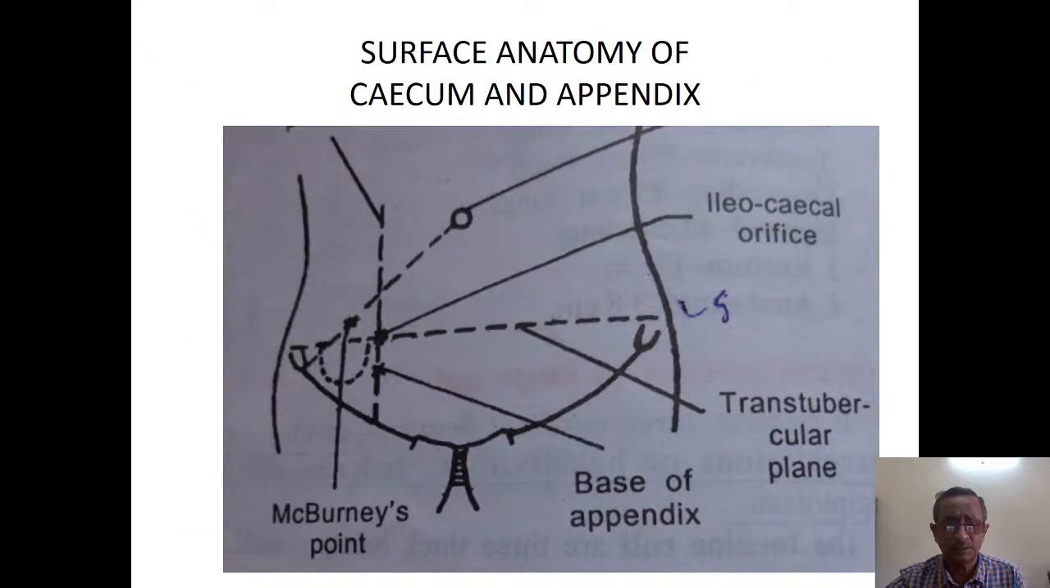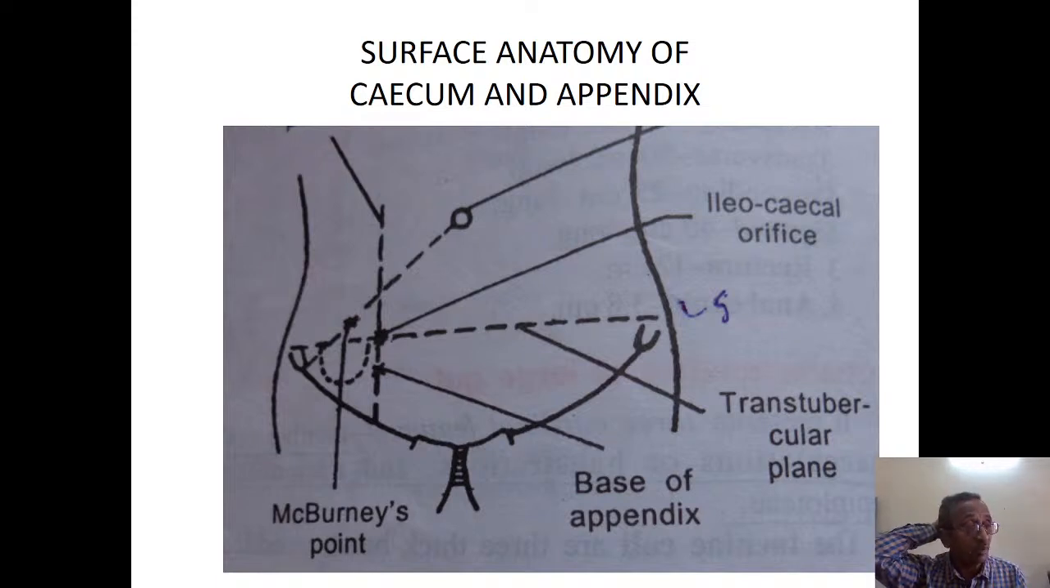So here the surface anatomy of the caecum. The caecum is present below the transtubercular plane and to the right of the right lateral plane, and of course the other parts are supported by the pelvic plane. Then we are having the ileocecal opening at the junction of the transtubercular plane and right lateral plane, and 2.5 centimeters below this ileocecal orifice on the same right lateral plane we are seeing the base of the appendix.